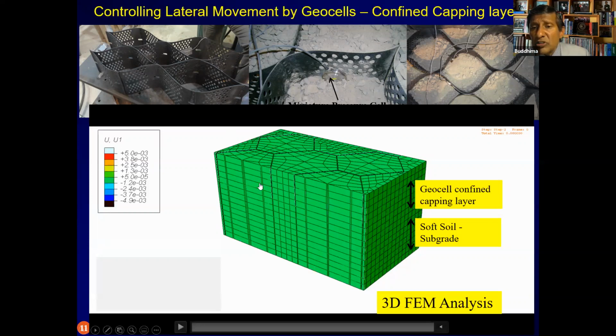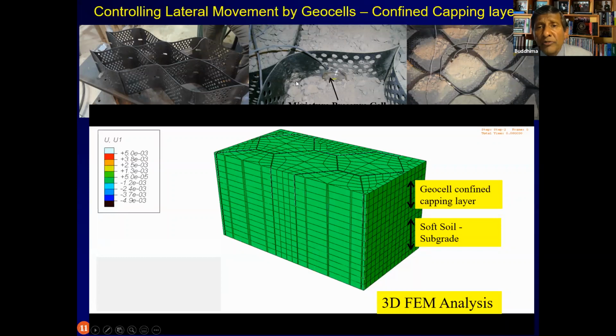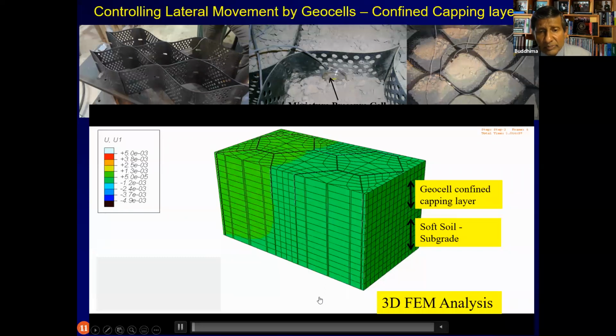So in this 3-dimensional finite element model, the geocells have a confined capping layer. That layer here is on the shallow part of the track, just underneath the ballast here. So the ballast is just here, then the capping layer is here, and then the unreinforced soft soil is underneath that. So when I run this program, please note that when you see the red color, that means the lateral movements are too high. Whereas where you have the geocells, they confine the material very well. So the lateral movements in this area should be relatively low, and you should see the blue or the green color. So let's run this.